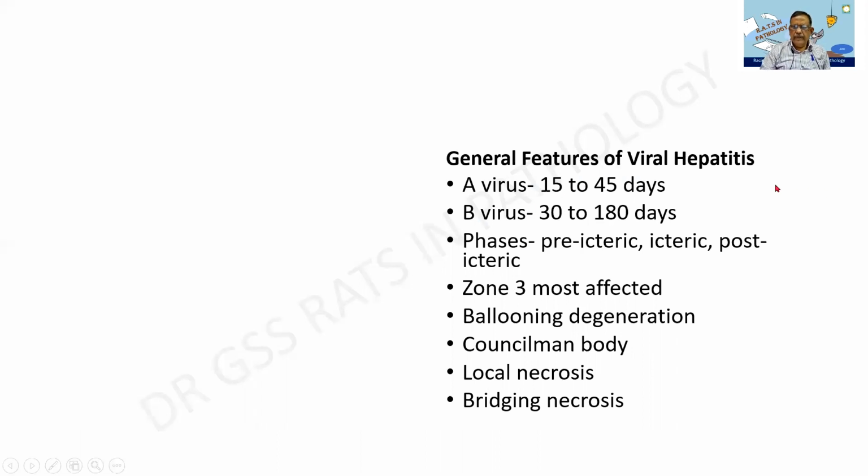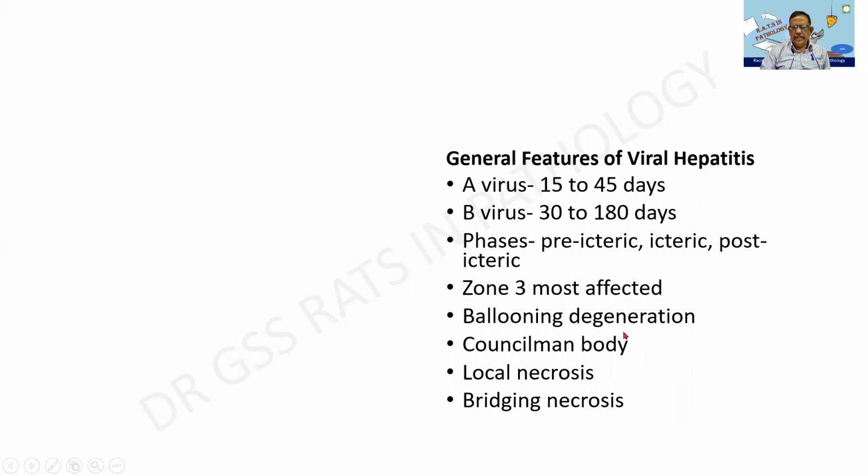And there are some general features which we should remember in viral hepatitis. The incubation period varies from strain to strain. The A virus has got an incubation period of 15 to 45 days, whereas the B virus 30 to 180 days. And there are some stages called the pre-icteric, icteric, and the post-icteric, or the pre-jaundice, jaundice, and the post-jaundice phases. And zone 3 is commonly affected. Zone 3 of the hepatic lobule.